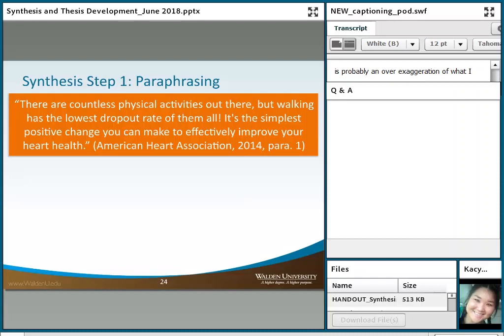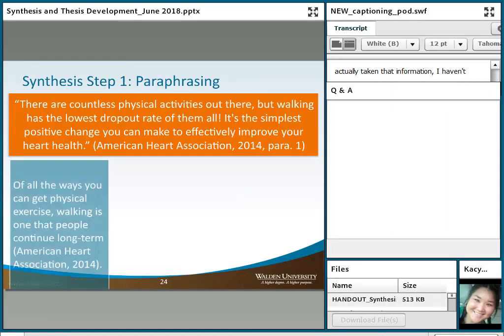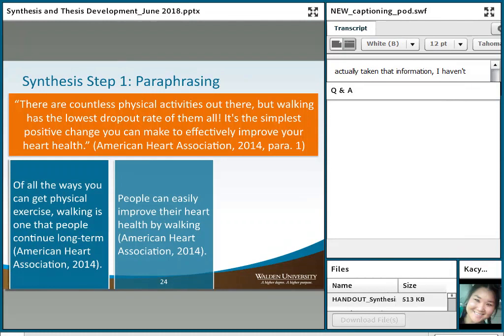probably an over-exaggeration of what I sometimes see, or it definitely is an over-exaggeration, but you can see how that's not really paraphrasing. I've replaced some of the words with synonyms, but I haven't actually taken that information and I haven't made my cake, right? That's still pretty obviously the original ingredient. That's not a very good, effective paraphrase.